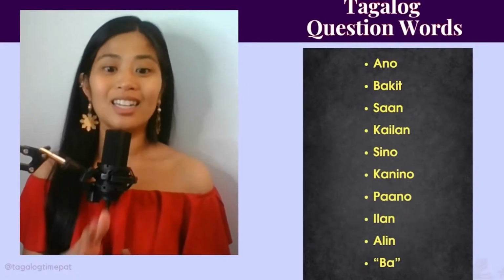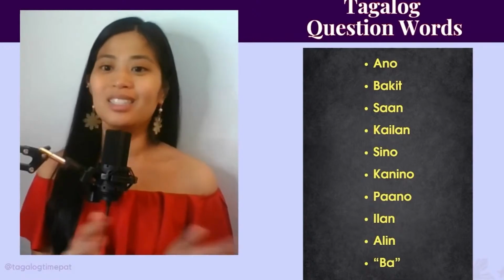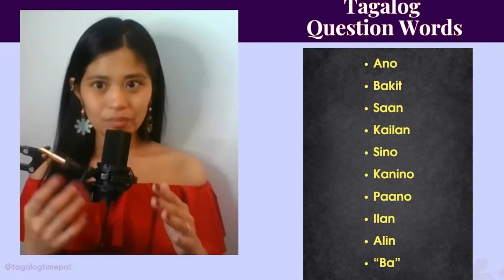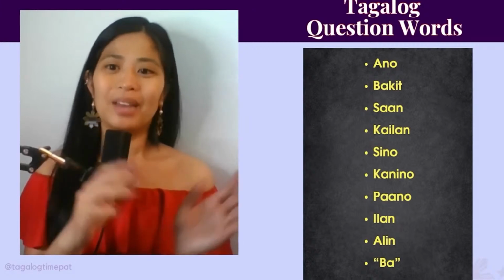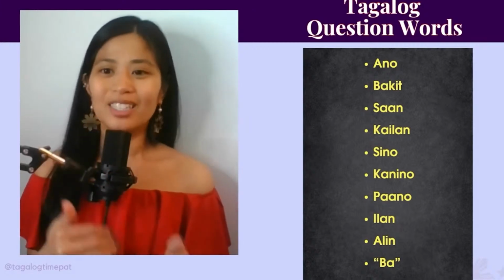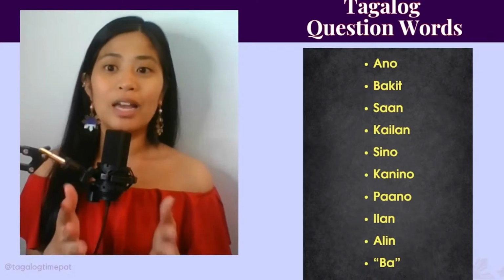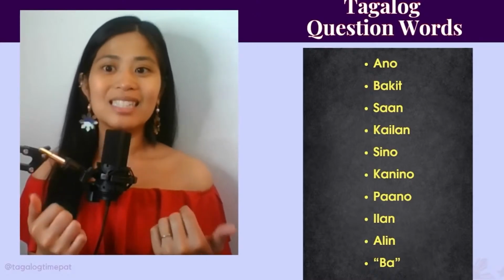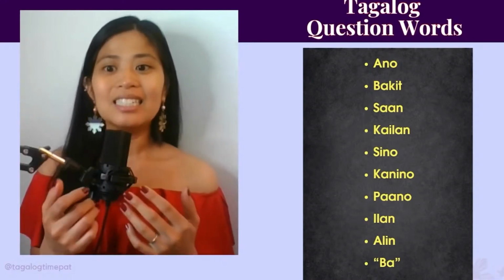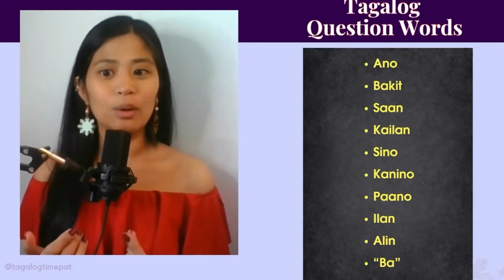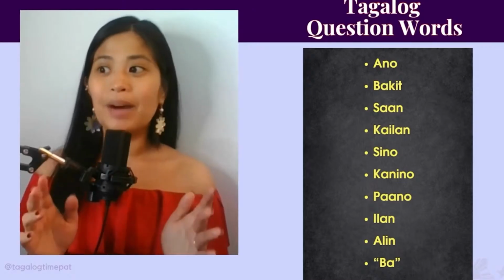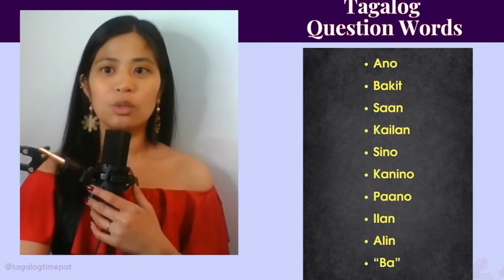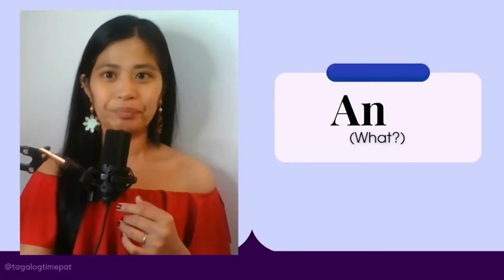So here are some Tagalog question words. There are a lot, and we're going to be talking about them and some variations as well. So let's just go through them. They don't have the translation just yet, but as we go through them, the translation will pop up as well. So ano, bakit, saan, kailan, sino, kanino, paano, ilan, alin, and ba. These are all of the question words that we're going to be talking about today.